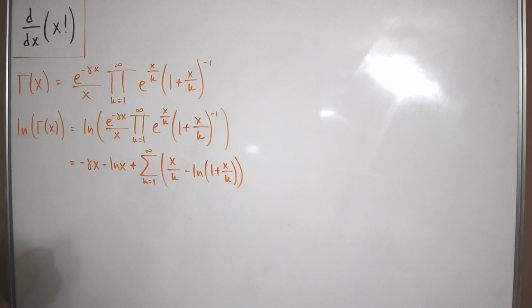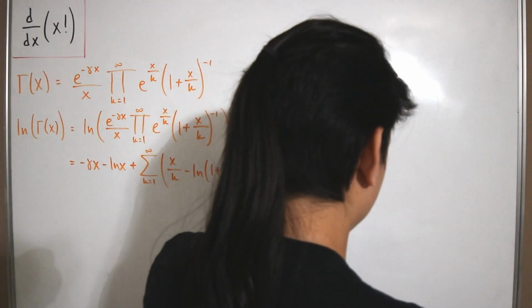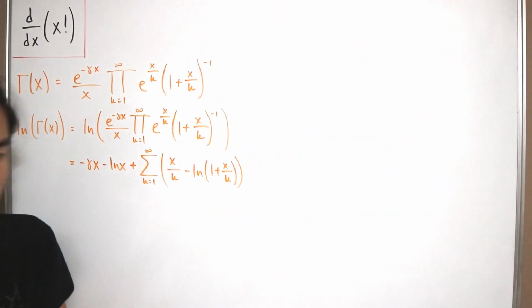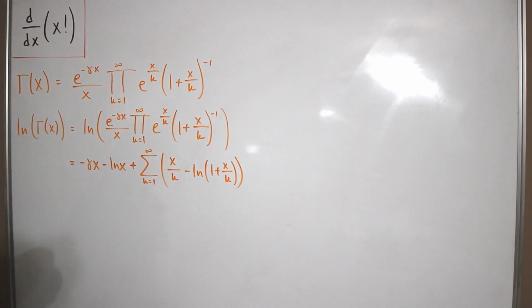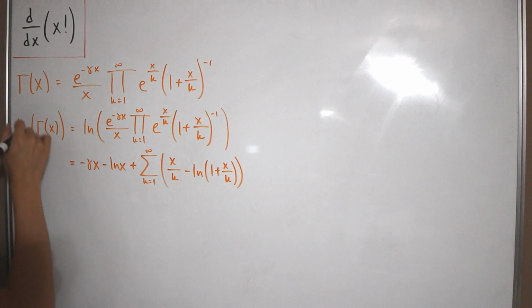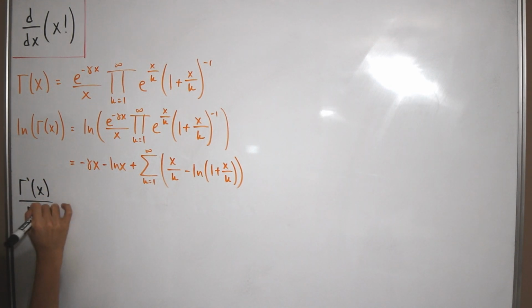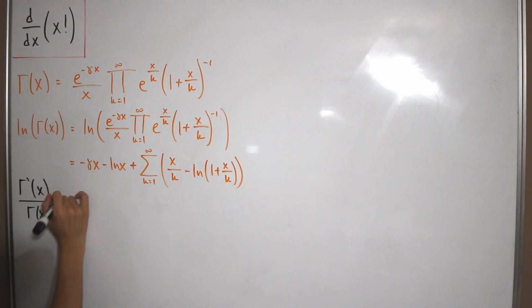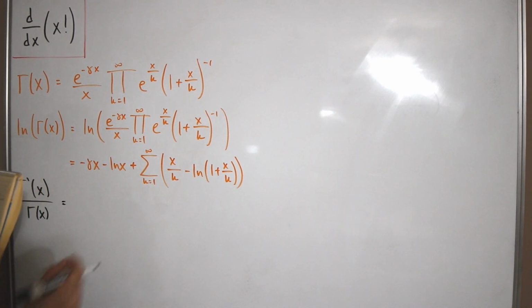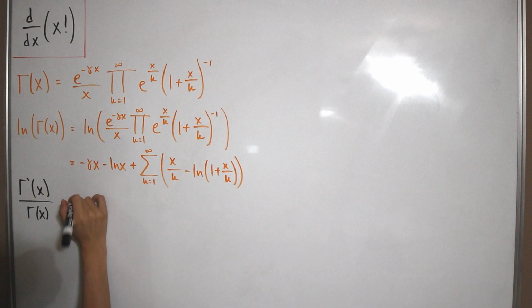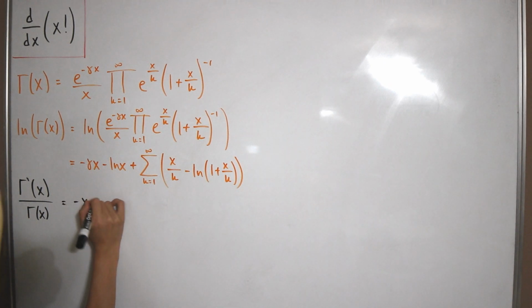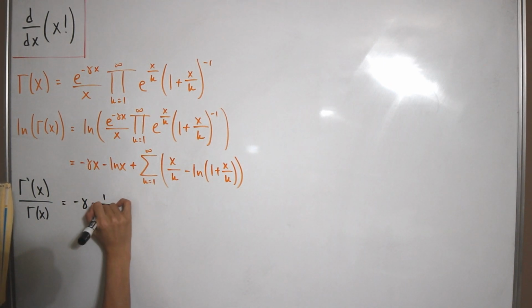From here, let's do a little bit of differentiation. We're going to differentiate with respect to x both sides of our expression. This is the logarithmic derivative. So this is going to be gamma prime of x divided by gamma of x, the logarithmic derivative as it is. Then we differentiate with respect to x on this side, which gives us negative lowercase gamma, subtract 1 divided by x.